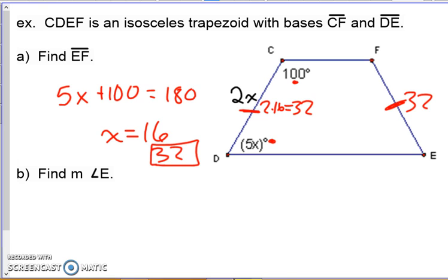To find the measure of angle E, well, if X is 16, then angle D is 80 degrees, and since it's an isosceles trapezoid, the two lower base angles must be congruent, so angle E has to be 80 degrees as well.